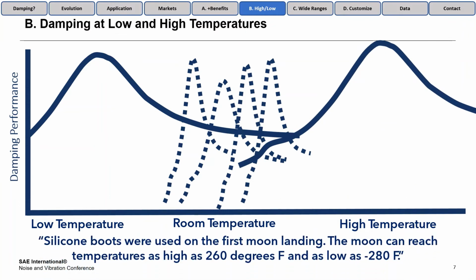So again, one example being moon boots. Again, not NVH related, but the first moon landing, they needed something that could withstand these high temperature changes from minus 280 F all the way up to 260 F. And those first moon boots were made of silicone.